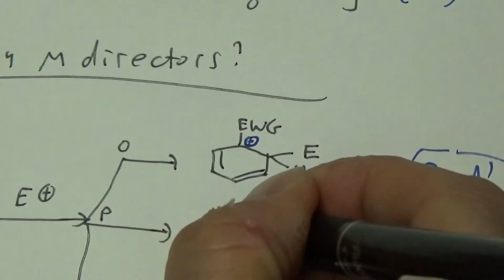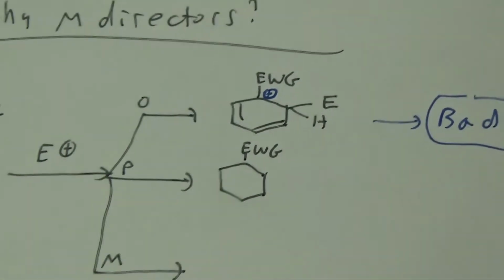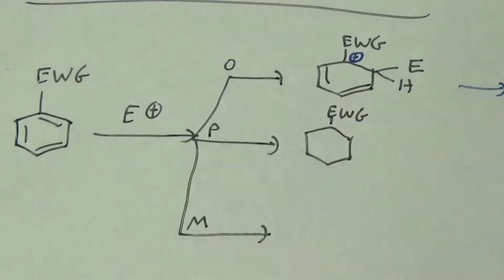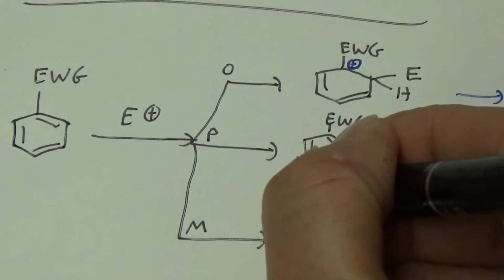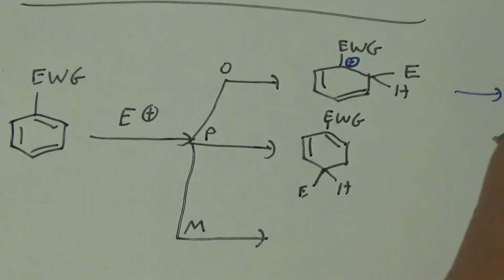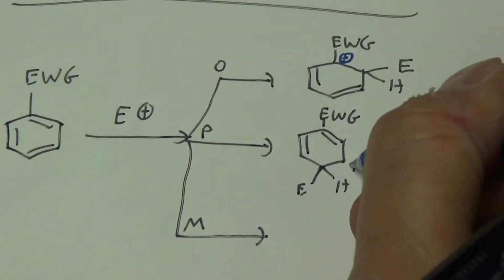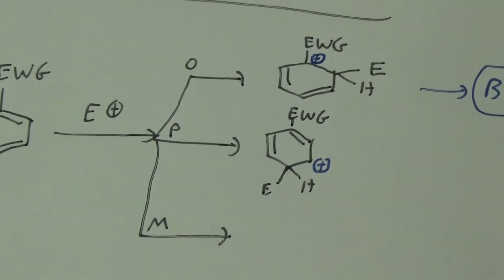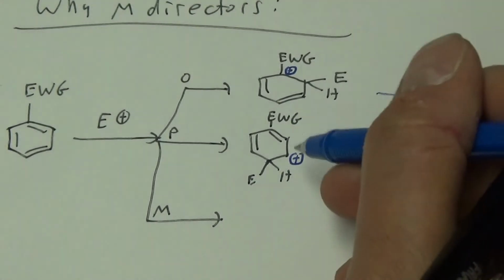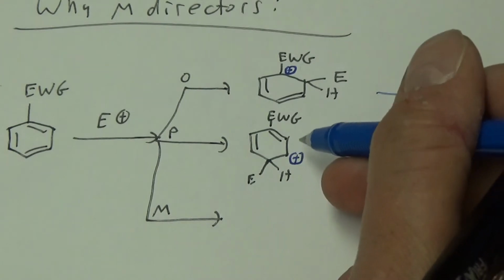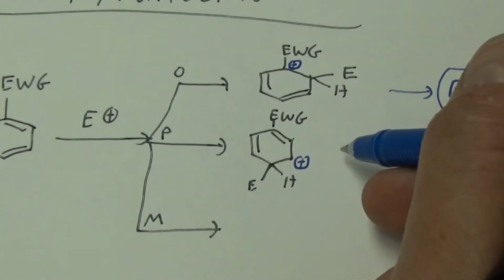What about para? Okay, start with my EWG, then I fill in the double bonds that are not changing. So double bond, E, H. Where's the positive charge? It's always next door. Okay, is it bad, good, or I don't know? The answer is I don't know, because you can't see anything really bad because the positive charge is not directly next to the electron withdrawing group. So I say, I don't know, and I'm going to draw resonance.